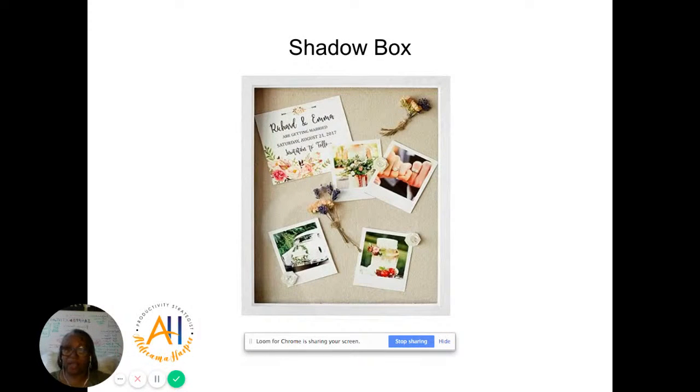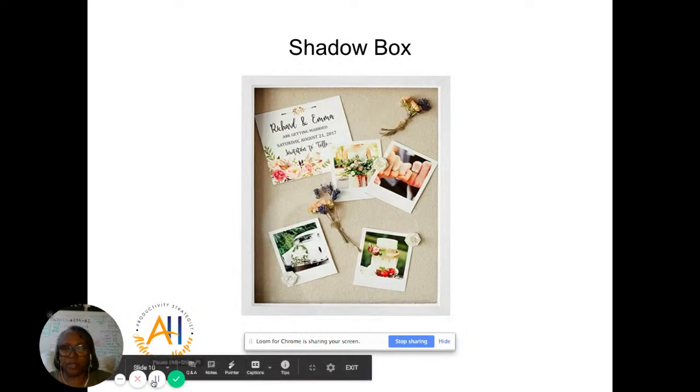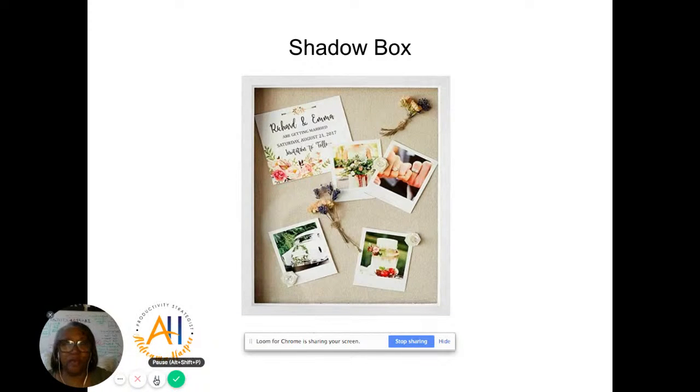A shadow box. I have a client that uses a shadow box for her vision board and for her goal setting process, right? And the one thing that I will do when I am talking to my clients, and so my client uses a shadow box as a part of her goal setting process.